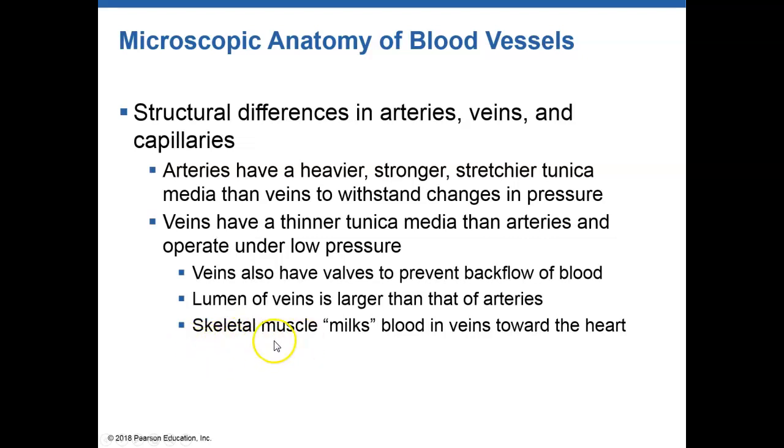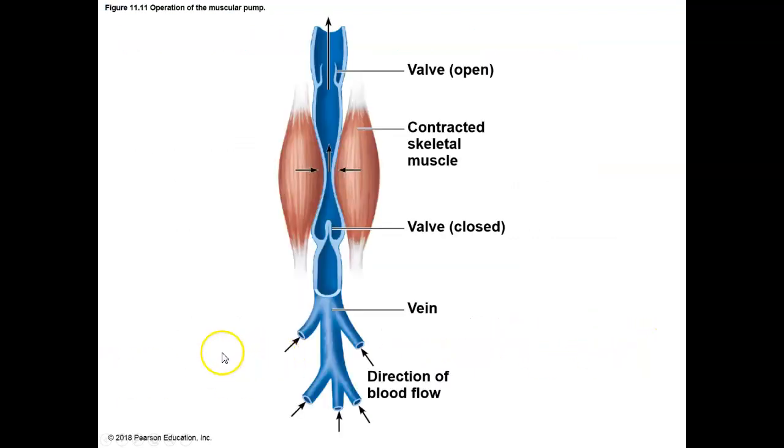And so we use a skeletal muscle pump to actually milk blood back to the heart. And so this is what skeletal muscle kind of looks like, what it does. Every time your skeletal muscle contracts, it helps to push valves open and blood towards the heart. And then when they relax, those valves close, but the blood doesn't go back down because the valves close, so it can't go back down.